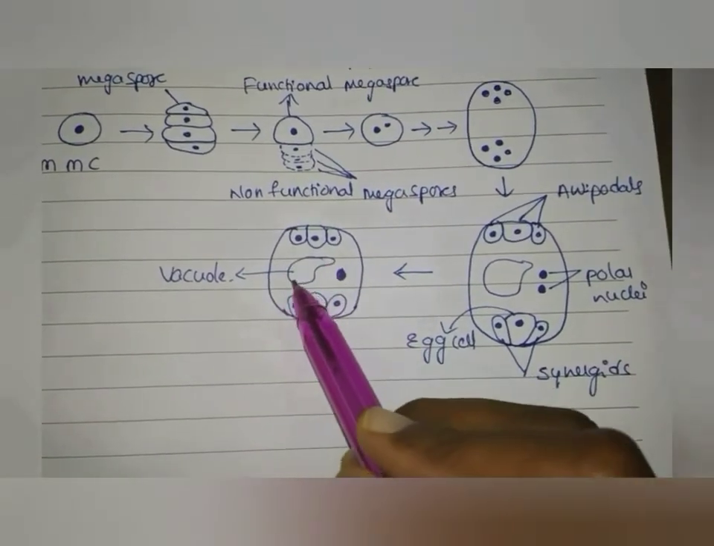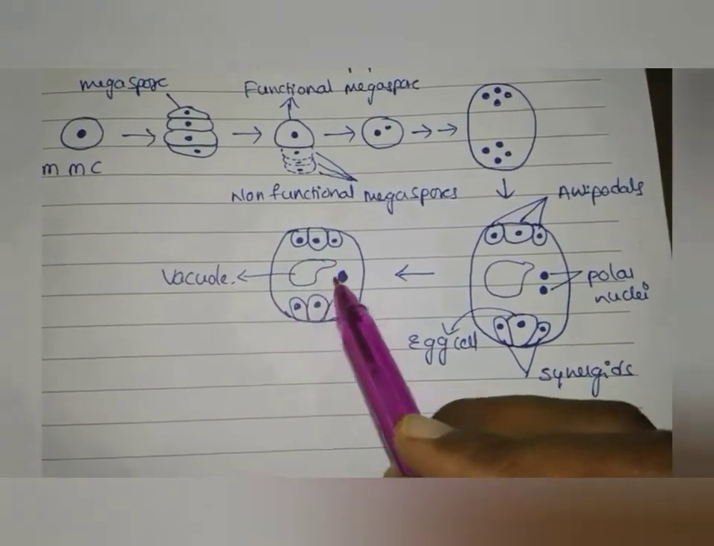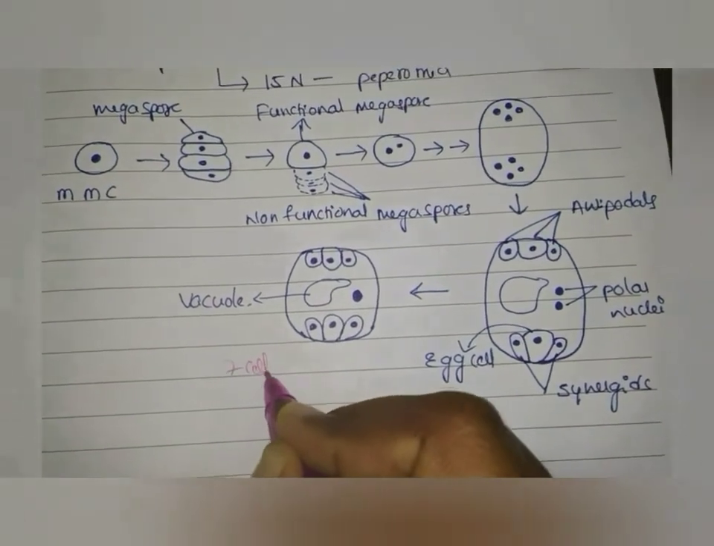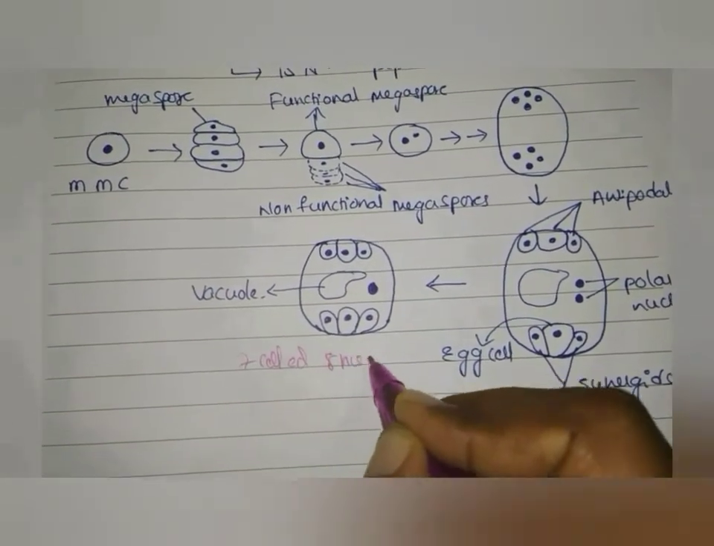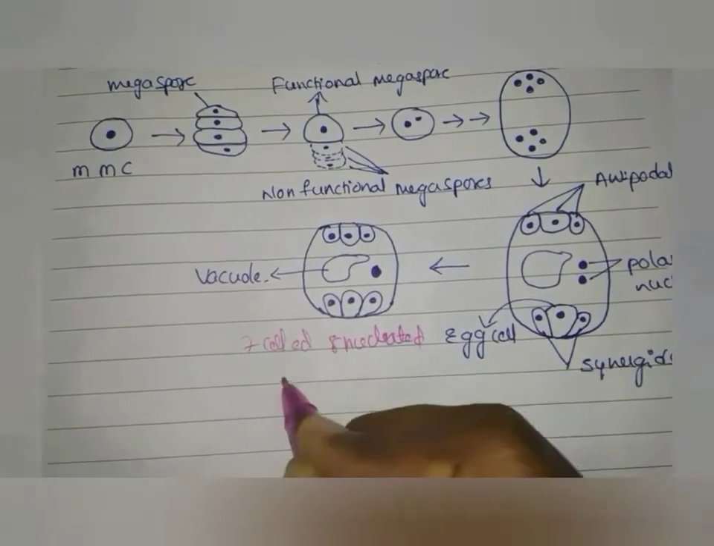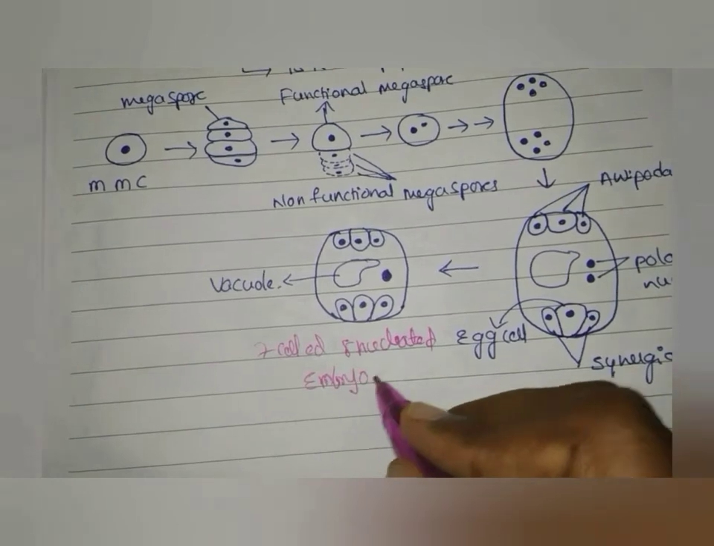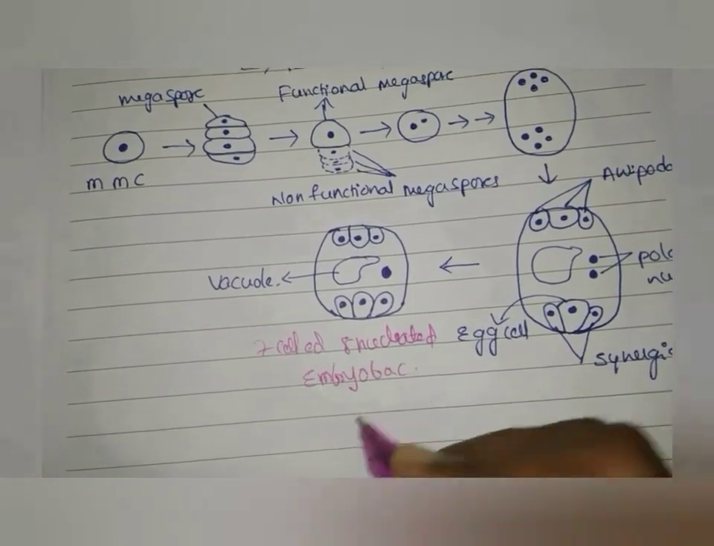This is a vacuole which is present at the middle of the embryo sac. This is the structure of the seven-celled, eight-nucleated embryo sac present in the Polygonum type, which is present in angiosperms.